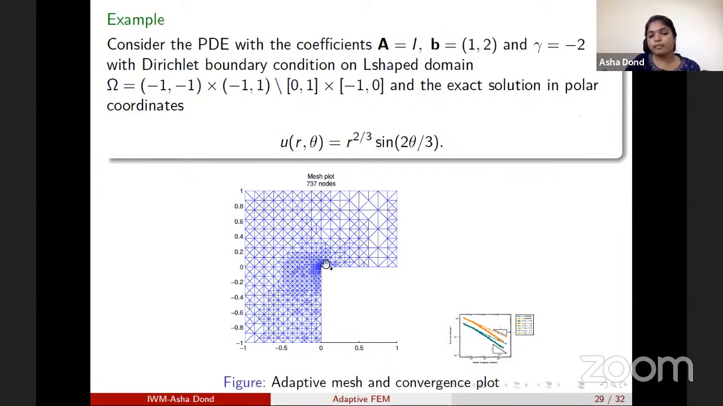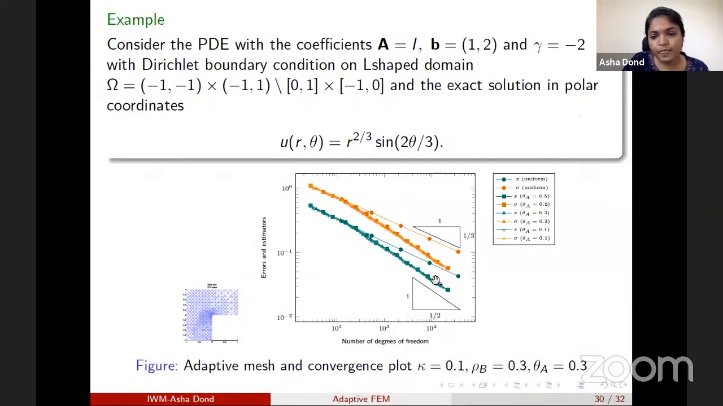When we apply our separate marking algorithm, it compares the data approximation and the estimator. In this particular case, the estimator was large, and in most refinements the adaptive algorithm refined according to the estimator, and after that we get such a mesh. If we see the convergence rate, the a priori analysis was giving a suboptimal convergence rate, that is 1/3 with respect to the number of degrees of freedom. But if you use the adaptive algorithm, we get the optimal convergence rate, that is N raised to minus 1/2.